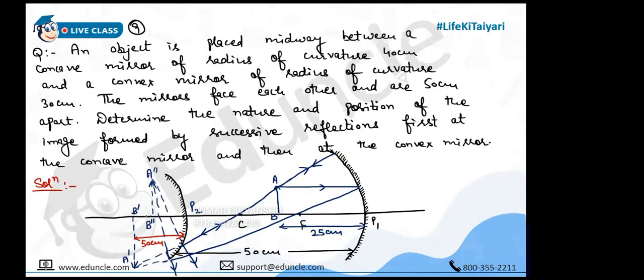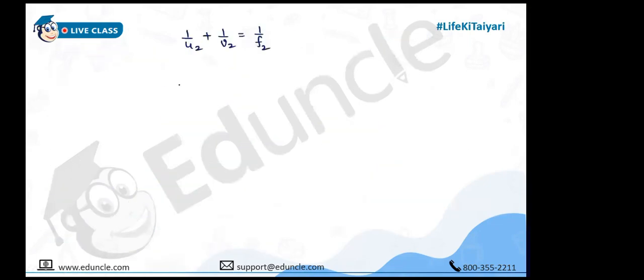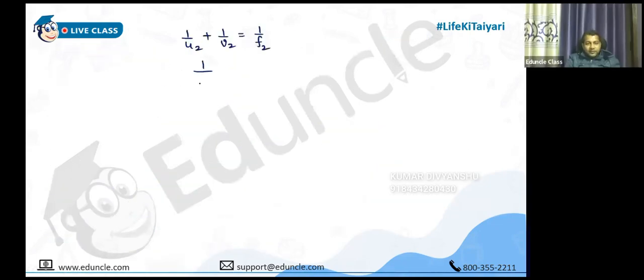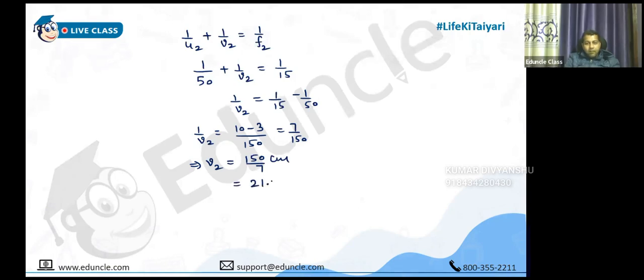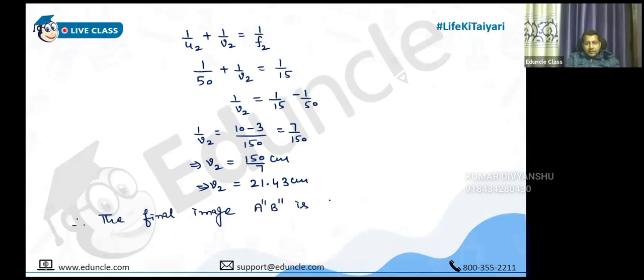So this was how much? 15, and this was 15. How much? The final image, because v2 is positive, A double dash B double dash is virtual and is formed behind the convex mirror. Please check.